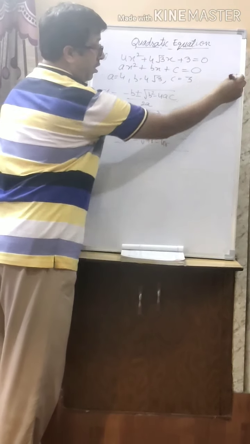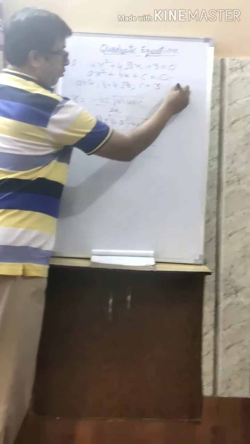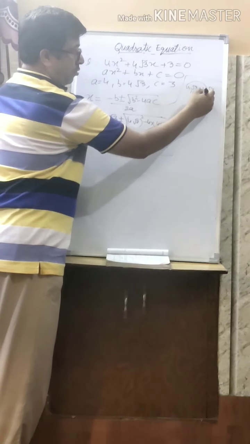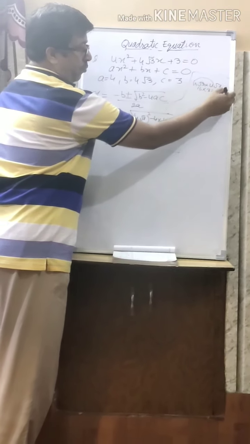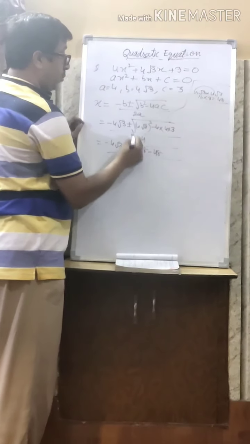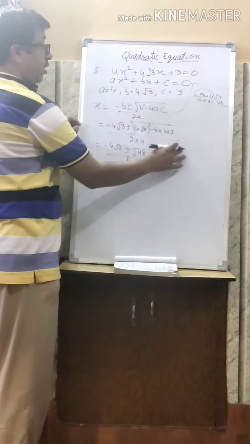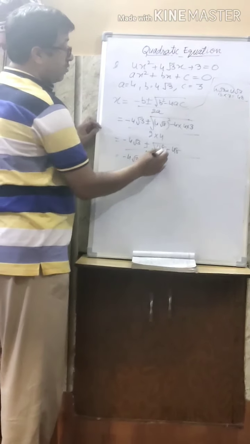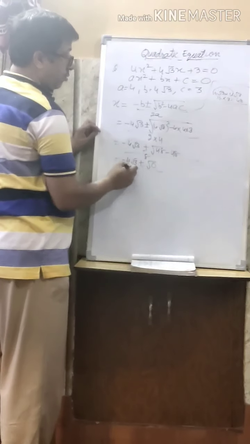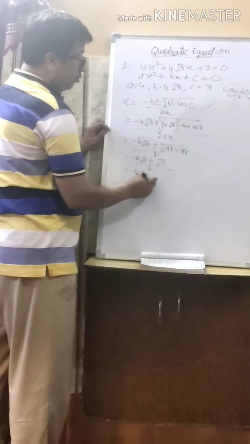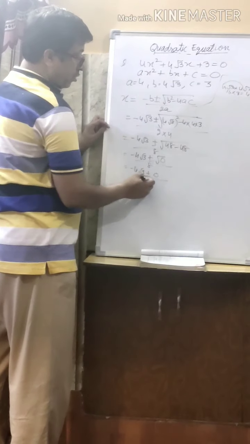4 root 3 square. 4 root 3, 4 fours are 16, root 3 times root 3 is 3. From 9th class, you know very well. So 48 minus 48 upon 2 fours are 8. Now minus 4 root 3 plus minus 0. So root 0 is 0. So this is it.